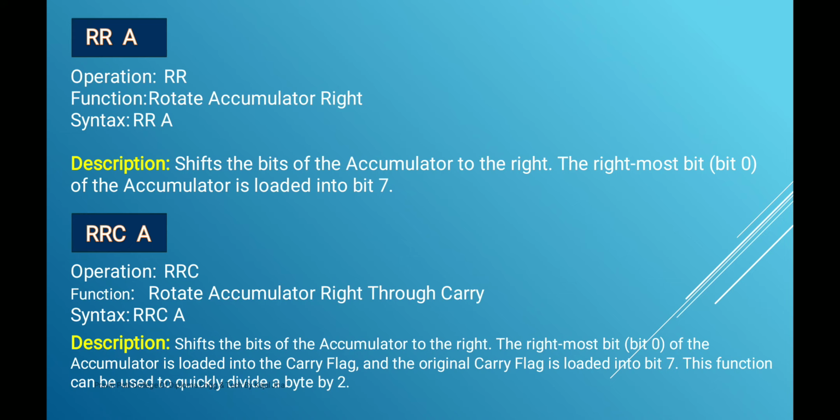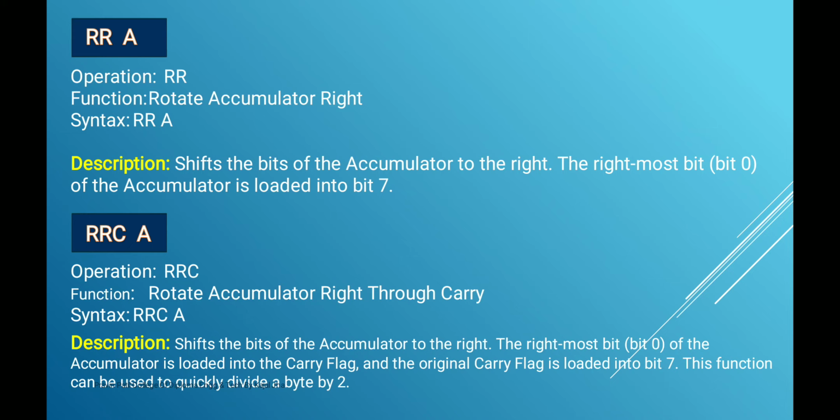That means the instruction is used to rotate the bits of the accumulator to the right, but the rightmost bit, that is bit 0 of the accumulator, is loaded into the carry flag. Okay, and the value of the bit at the carry flag is loaded into bit 7. Okay, this is the rotate right with the carry.